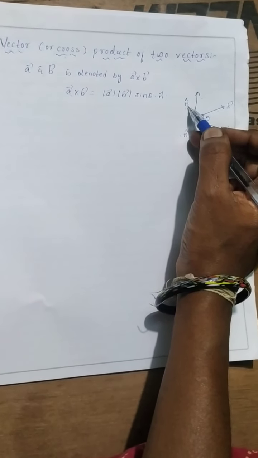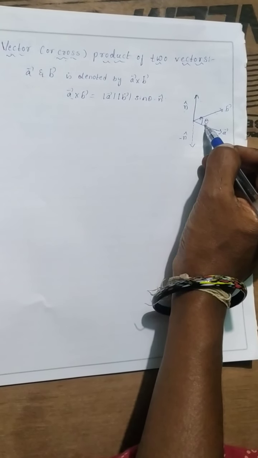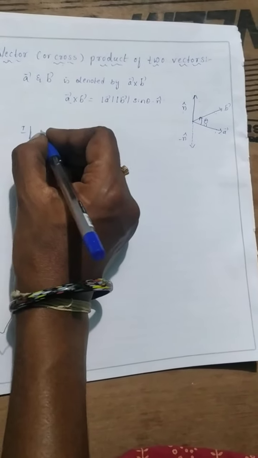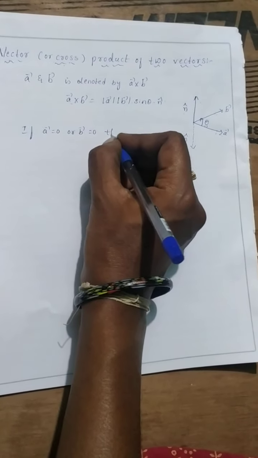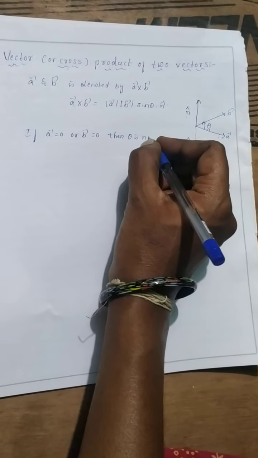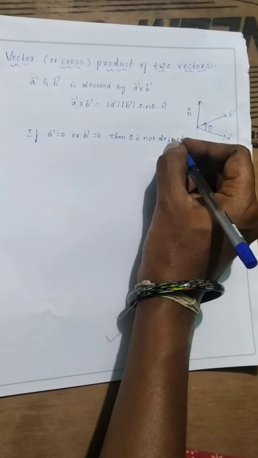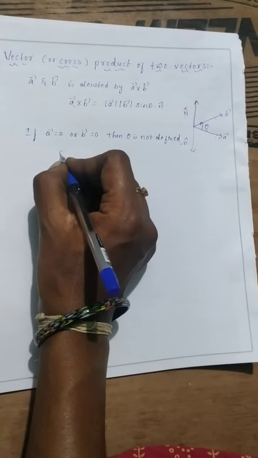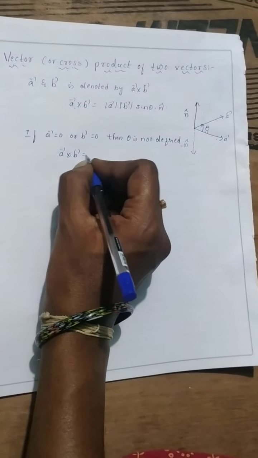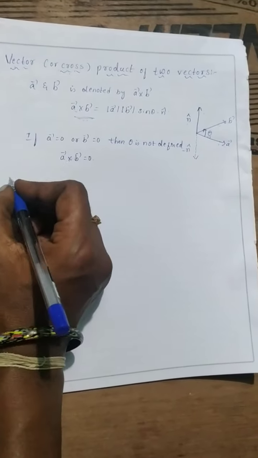Is it clear? If either vector a is 0 or vector b is 0, then theta is not defined, because theta is the angle between a and b. If any one is 0, then we can't define the angle theta. We can write that vector a cross vector b is 0.